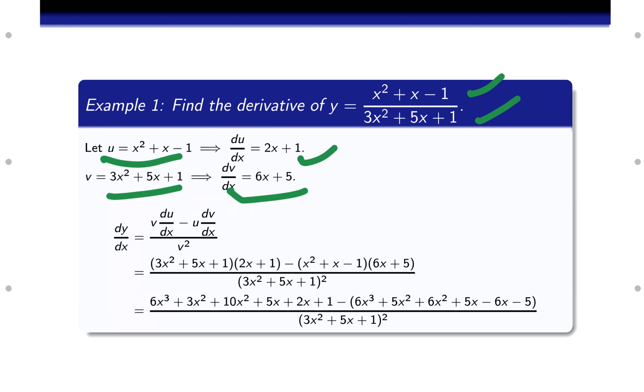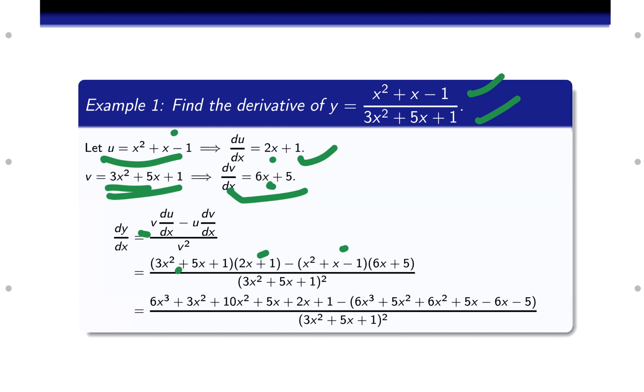So now dy dx would just be (v du dx minus u dv dx) all over v squared. We have proven this, so you know where that came from. So v is this, you have it there. du dx is this, you have it there. Then u is this, you have it here. And dv dx is this, you have it right there.